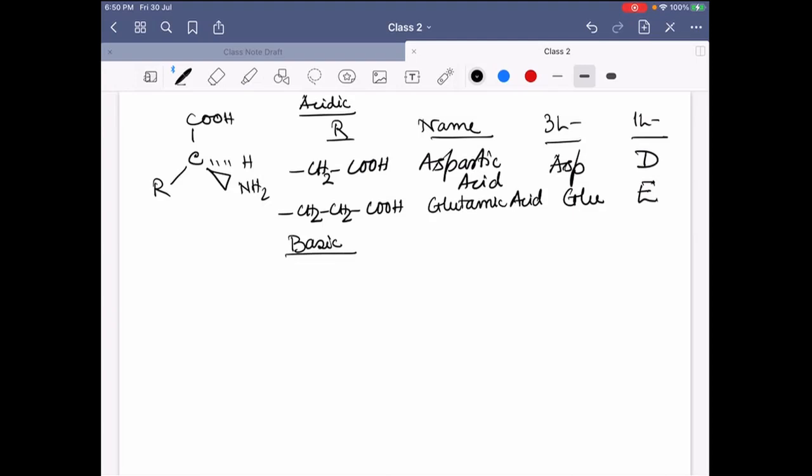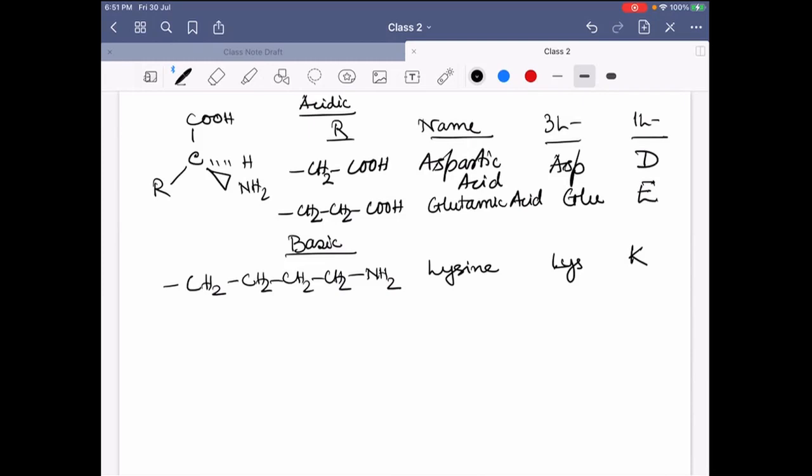Over there, you can have pretty interesting structures. Four CH2 chains, and then a primary amine group. So it's a long chain, and at the end, you have a primary amine. This is known as lysine, three-letter word LYS, and one-letter code K.